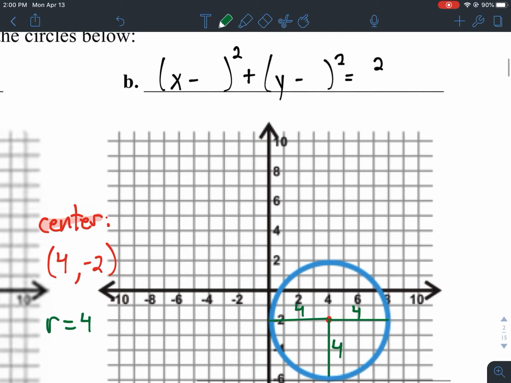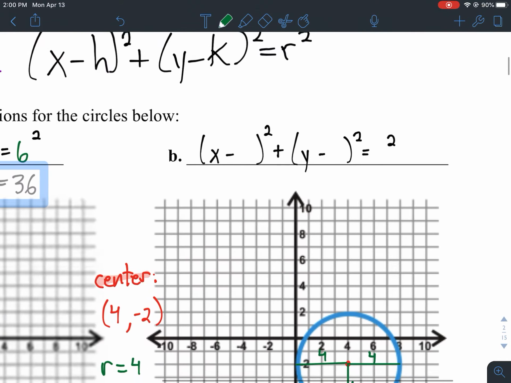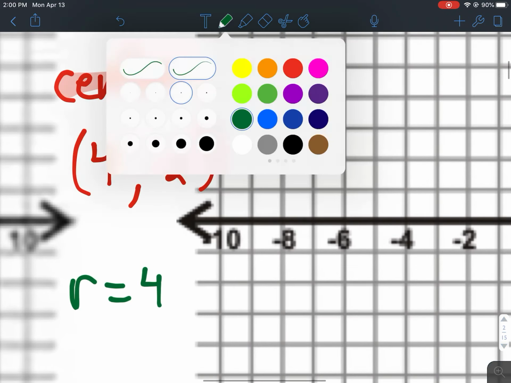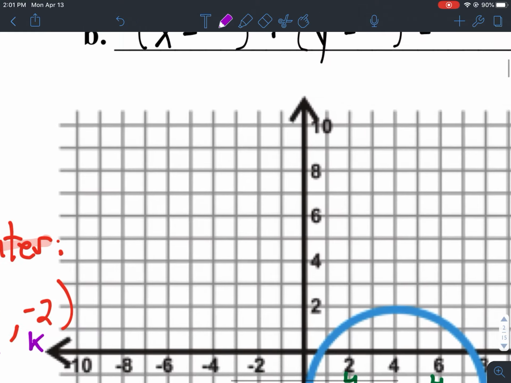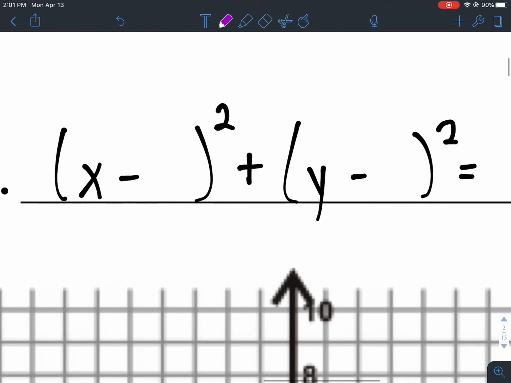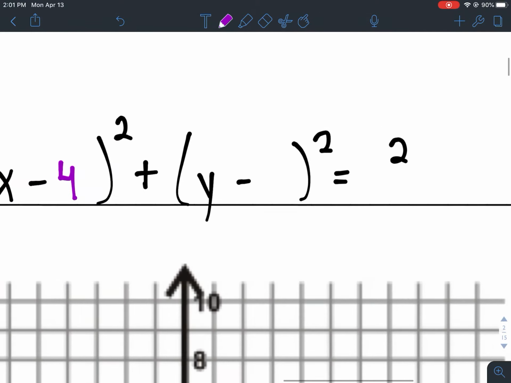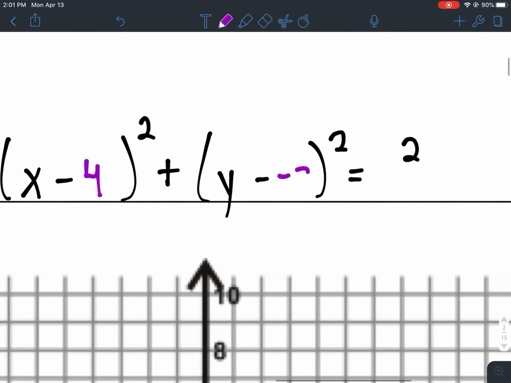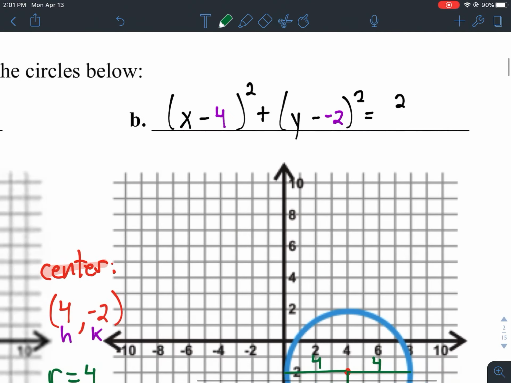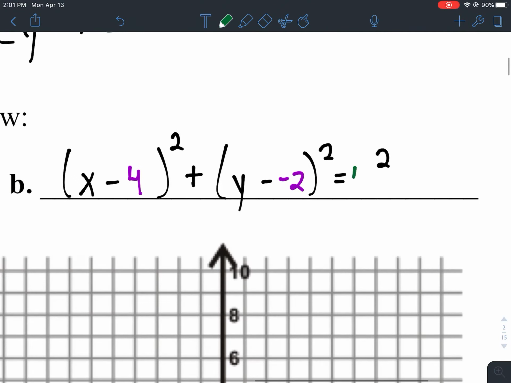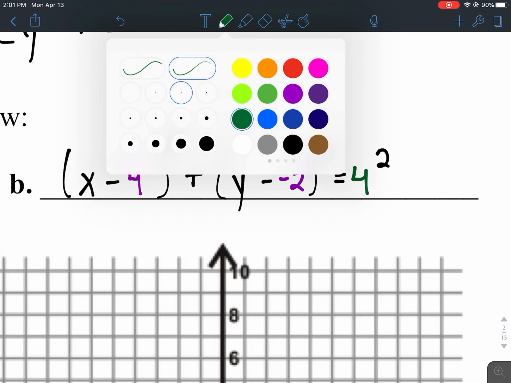So once you have this information, you can plug it into your equation. Again, your h ends up being 4, and then your k ends up being -2. So it's going to be x minus 4, y minus 2. Sorry, y minus a -2. And then you have your radius, which ended up being 4, so we have 4 squared.